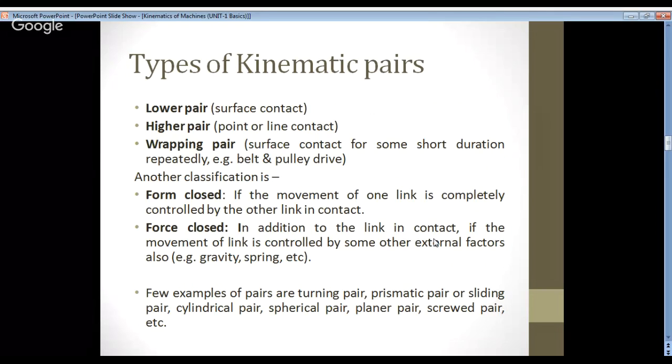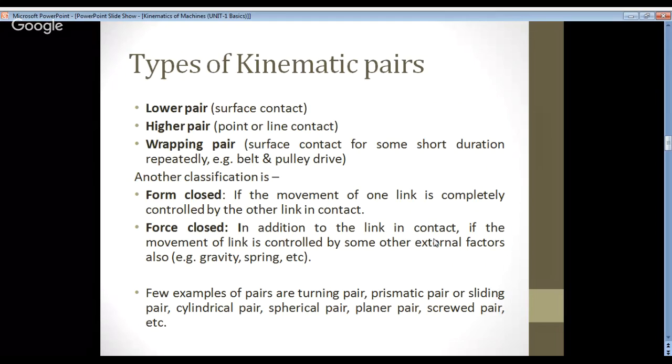Right. So next is the different types of kinematic pairs. As I said, the study of kinematic pairs is of utmost importance in kinematics of machines, so there is some kind of classification. This can be classified into lower pairs, higher pairs, and wrapping pairs, depending on the type of contact between the two components. When the type of contact is surface to surface, it is known as lower pairs, and when the contact is along a line or at a point, then it is a higher pair.